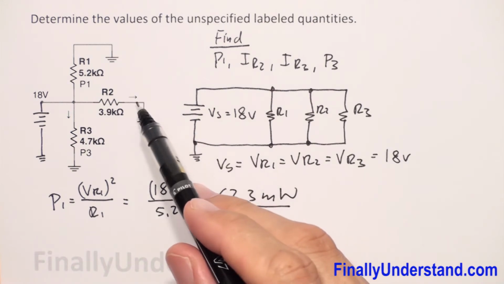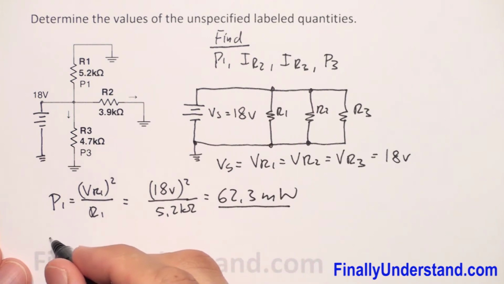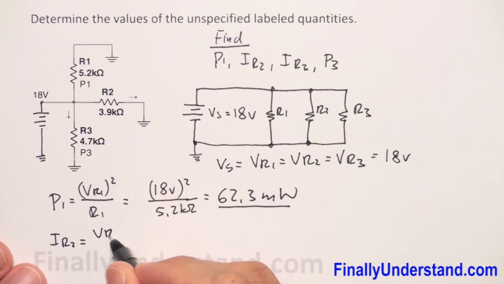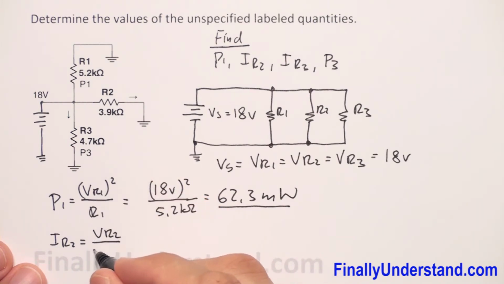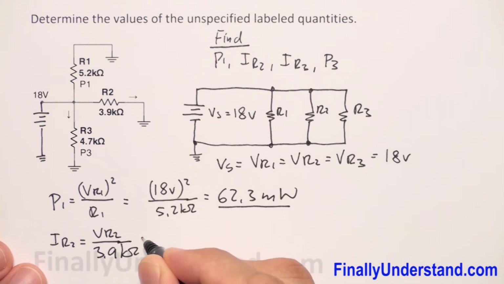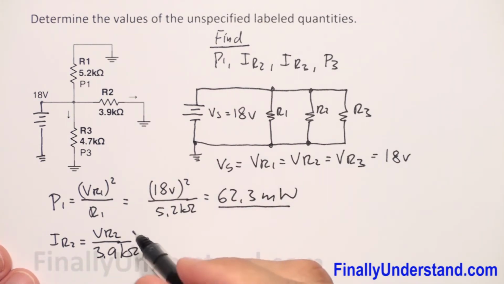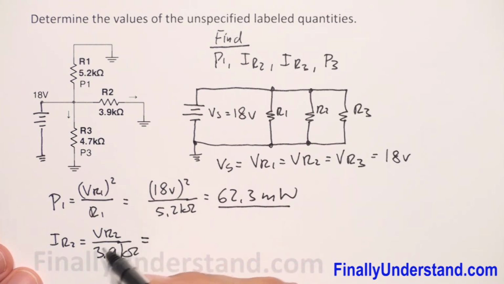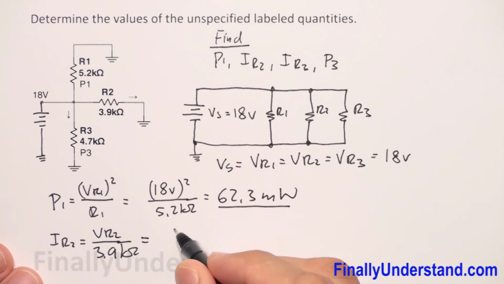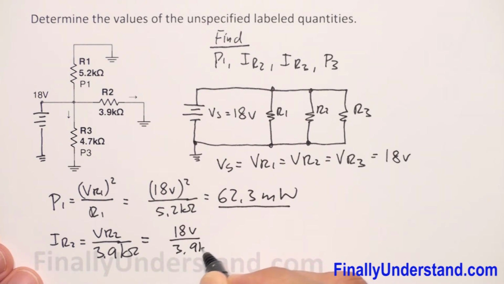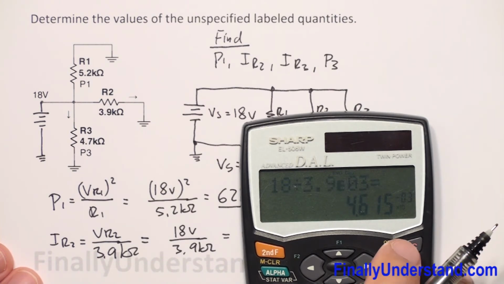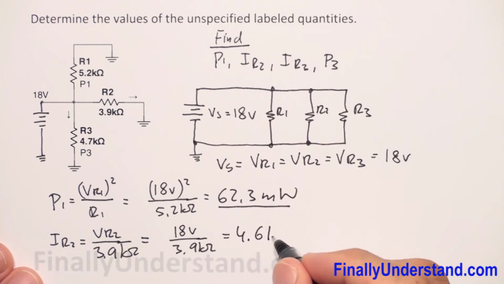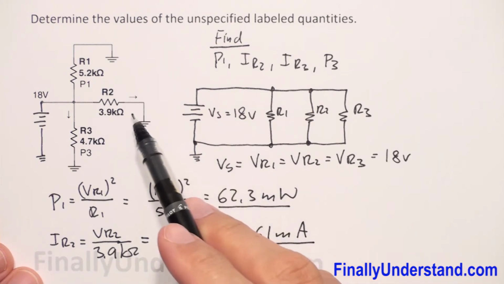Next, we're supposed to find the current IR2. By Ohm's law, IR2 is equal to VR2, because VR2 is given, this is 18 volts, over the resistance of resistor R2, which is equal to 3.9 kilo ohms. I'm supposed to write the formula first. But keep in mind that this is nothing else, just R2. So IR2 is equal to 18 volts over 3.9 kilo ohms. So this is equal to 18 divided by 3.9 times 10 to the third. This is equal to 4.61 milliamps. So this is the current IR2.